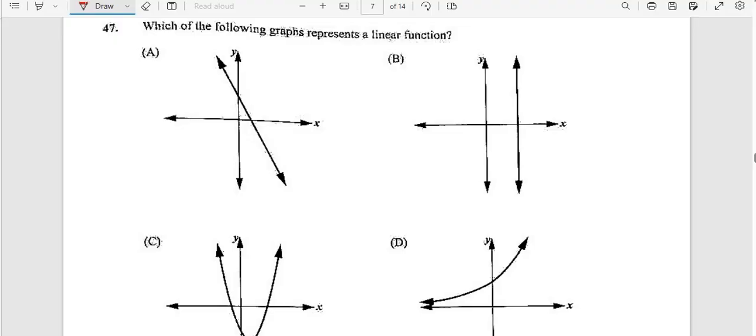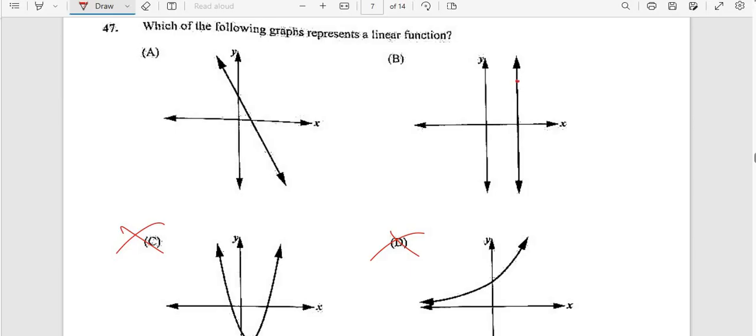Next, we're told, which of the following graphs represent a linear function? Linear, we're looking for straight lines. So this is out, this is out. These are all curves, and we have option A or B. Obviously, if you're given an equation of a line, typically you're unlikely going to be given this one. The gradient of this line is actually undefined, the straight line here.